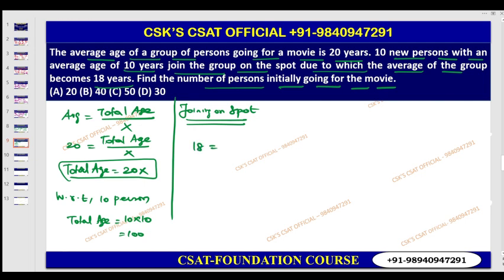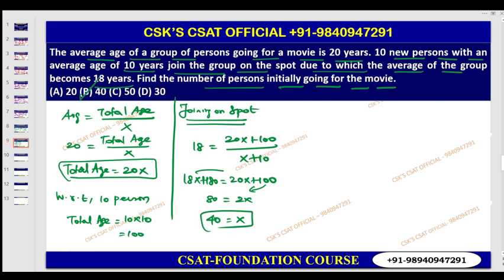The total age is nothing but what? 20x plus 100. What is the total count? The total count also increases. Initially x, here 10. Cross multiply. 18x plus 180 is equal to 20x plus 100. Rearrange. Bring this here. So therefore 2x. Bring this here. 180 minus 100 becomes 80. So x becomes 40. That's it. This is one method.